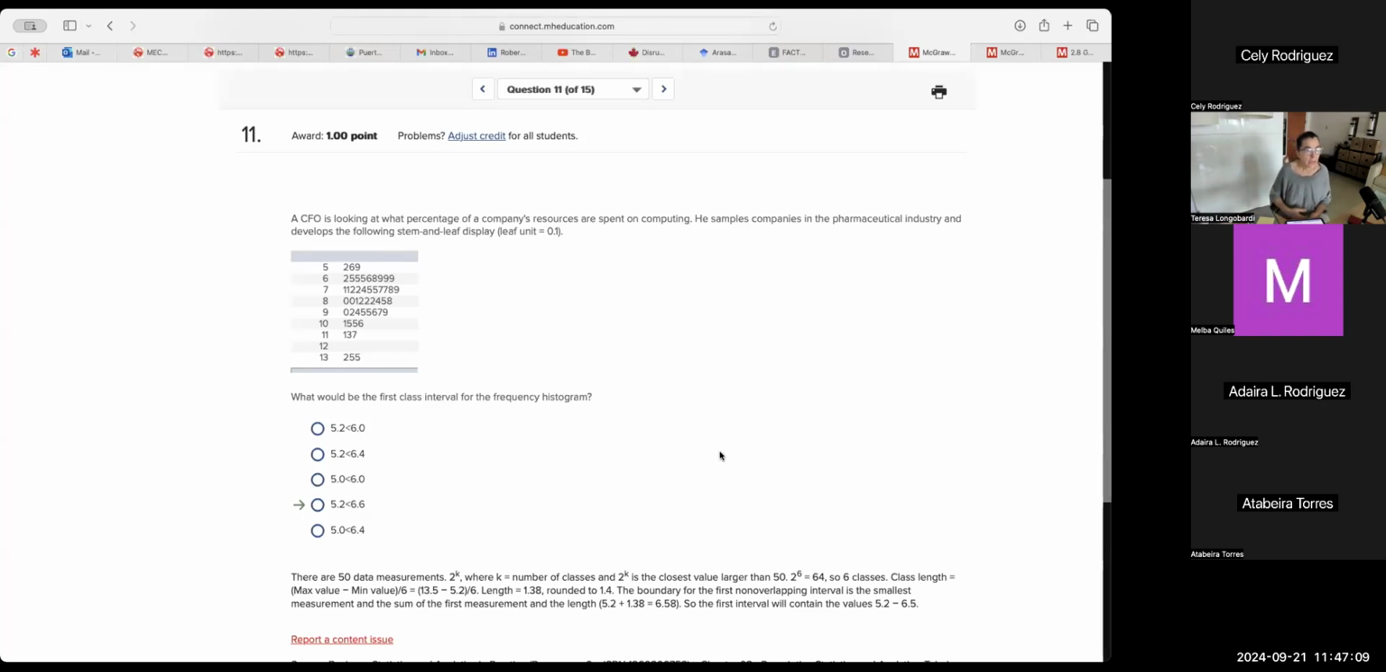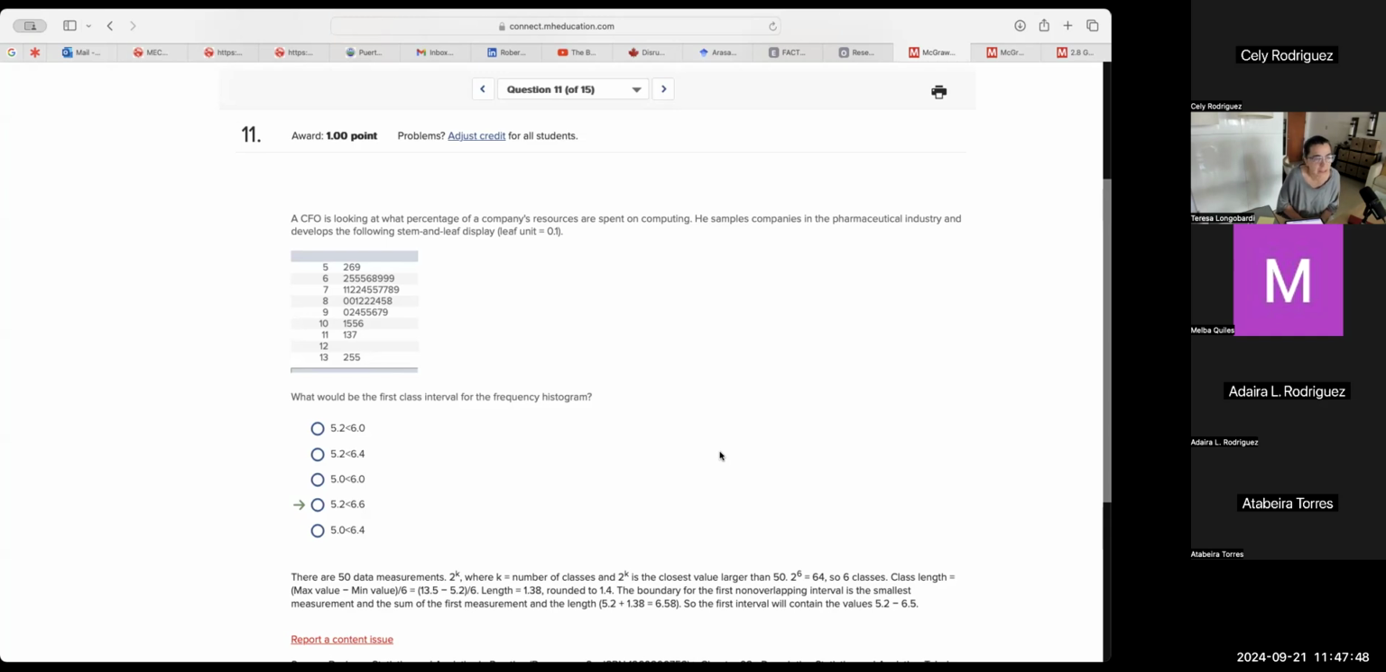Okay, a CFO is looking at what percentage of a company's resources are spent on computing. He samples companies in the pharmaceutical industry and develops the following stem and leaf display. What would be the first class interval for the frequency histogram? So you see why I didn't do this in class, because it's already 20 minutes.